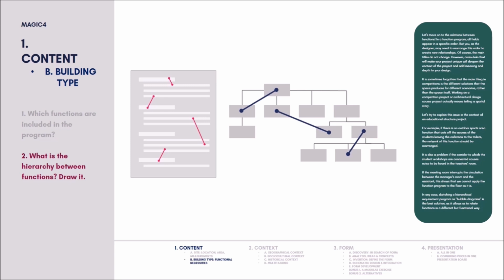For example, if there is an outdoor sports area function that cuts off the access of the students leaving the cafeteria to the toilets, the network of this function should be rearranged. It is also a problem if the corridor to which the student workshops are connected causes noise to be heard in the teacher's room. If the meeting room interrupts the circulation between the manager's room and the assistant, this shows that we cannot apply the function program to the floor as it is. In any case, sketching a hierarchical requirement program as bubble diagrams is the best solution, as it allows us to relate functions in a different but functional way.